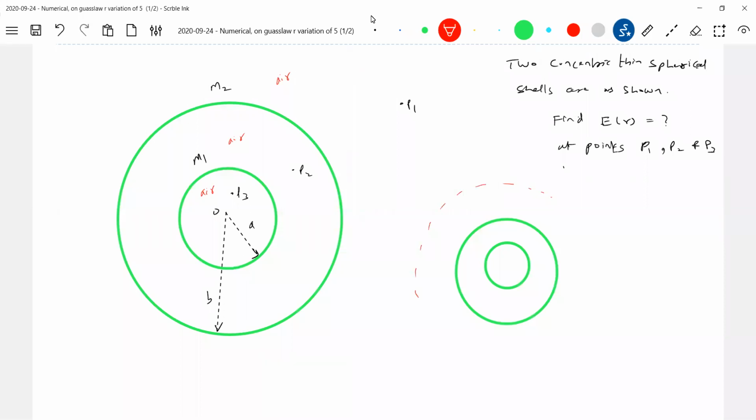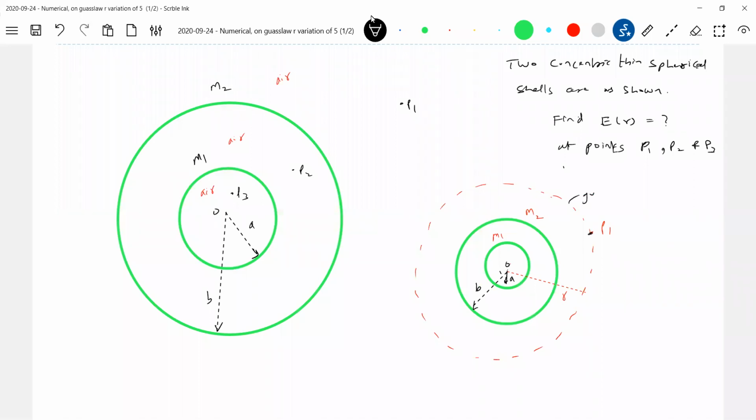Always draw the Gaussian surface as a dotted line, and this is that point P1. This is the radius R. This is M1, M2. Okay, able to get this one? Now come to this. Where do all this mass appear when you stand at point P1?